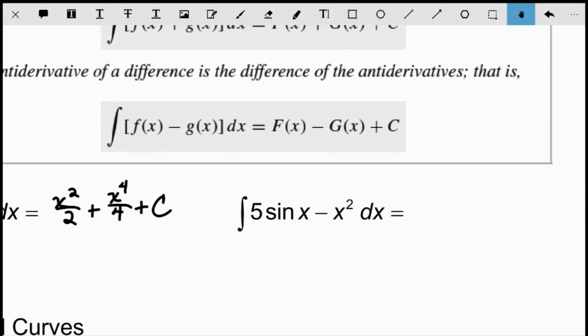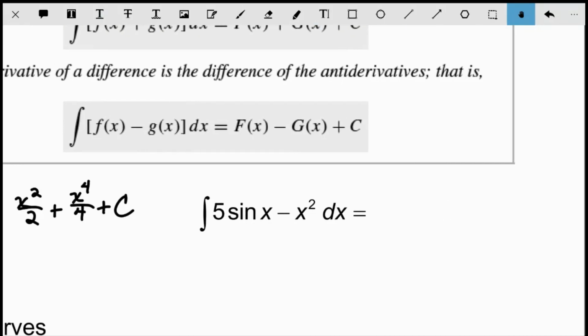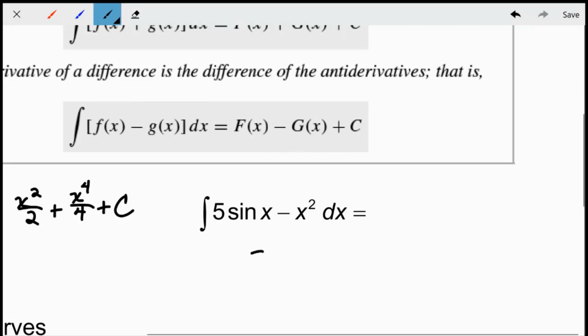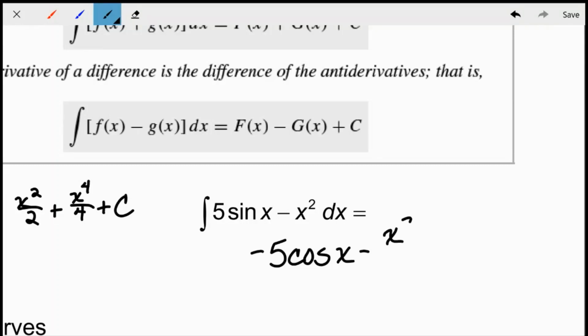Here's another one, same idea, 5 sine x minus x squared. So I want to think about what's the antiderivative of sine. It would be negative cosine. So I'm going to get negative 5 cosine x minus x cubed over 3 plus c.